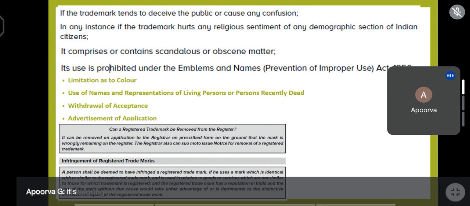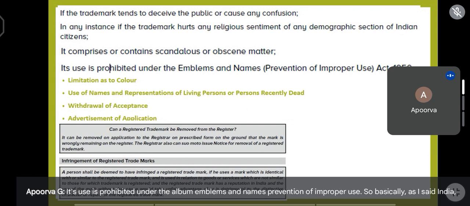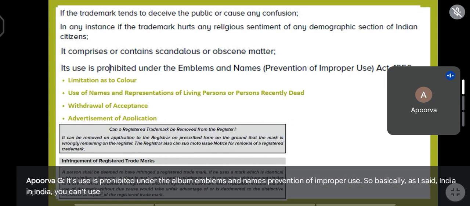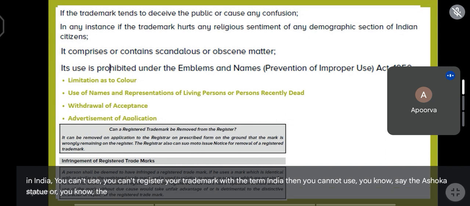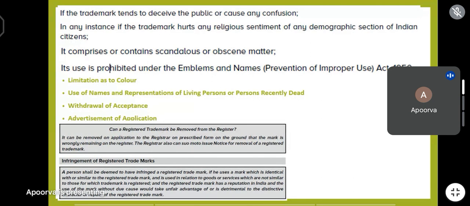Its use is prohibited under the Emblems and Names (Prevention of Improper Use) Act. So basically, as I said, in India, you can't register your trademark with the term India. Then you cannot use, say, the Ashoka statue or the chakra. All that cannot be a part of a registered trademark, because all that will come under the Emblems and Names Prevention of Improper Use Act.